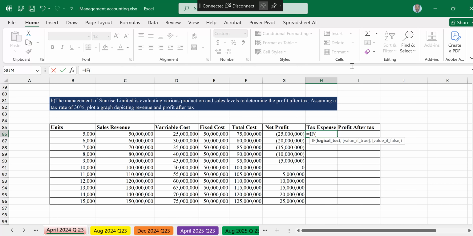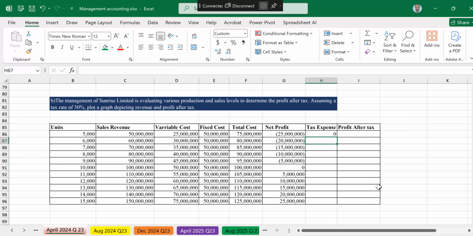Logical test, you click on the 25 million here, the net profit. If that is greater than 0, comma, take the same cell, then times negative 30%. Make sure you include negative. Otherwise, the answer will be 0. So if it's not more than 0, of course, it will not multiply with 30%, then the answer will just be 0. Close bracket and enter.